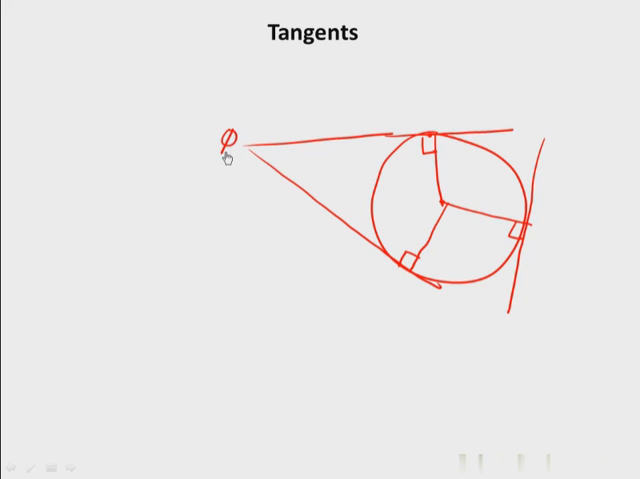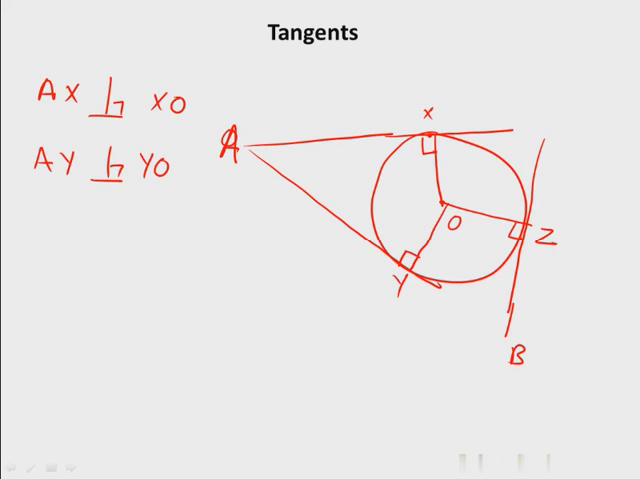So here's an external point, let's call it A. Here's the center O. So AX, AY are 2 tangents drawn from A. So AX is perpendicular to XO. AY is perpendicular to YO. Suppose I call this point B and this point Z. Then BZ is perpendicular to ZO. Every tangent and the radius from that point where it touches the circle are perpendicular.